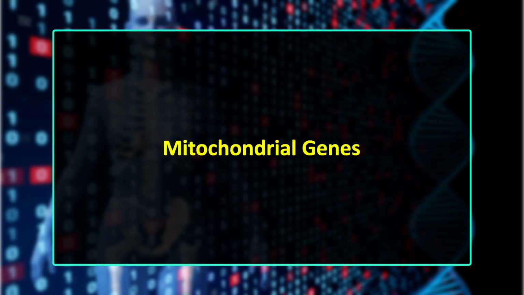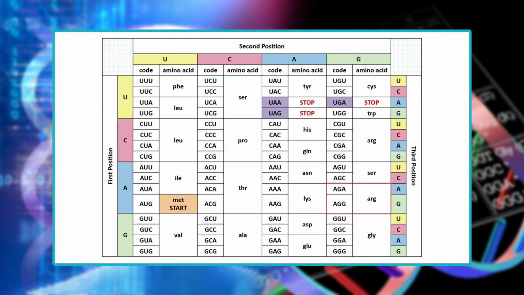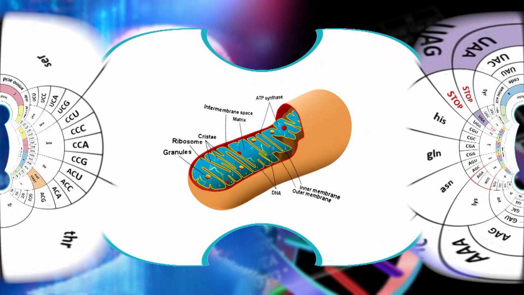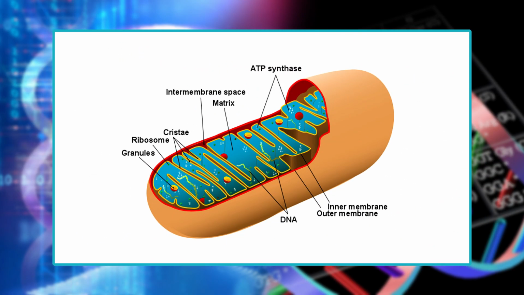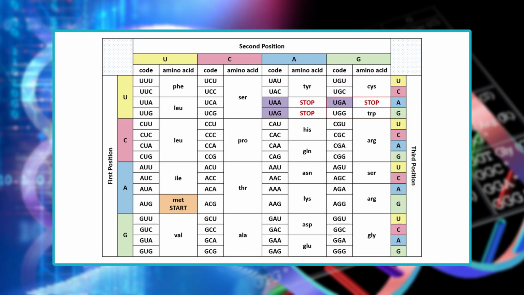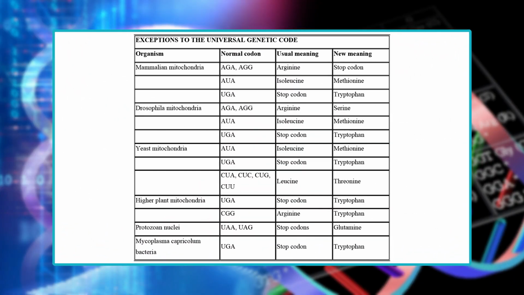Now let us discuss the mitochondrial genes. AGG and AGA code for arginine but function as stop codons in human mitochondrion. UGA, a termination codon, corresponds to tryptophan, while AUA, codon for isoleucine, denotes methionine in human mitochondria. Further, the exceptions to the genetic code can be summarized in the form of a table given here.